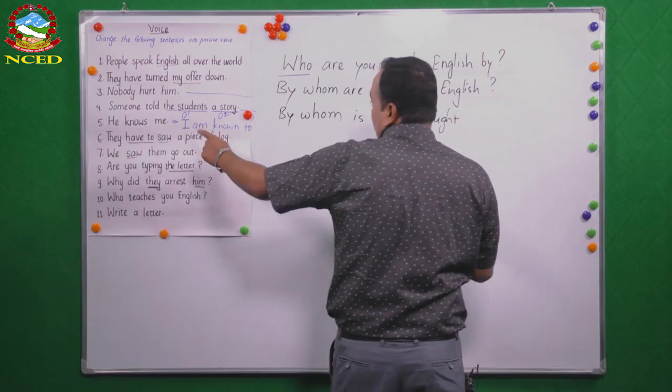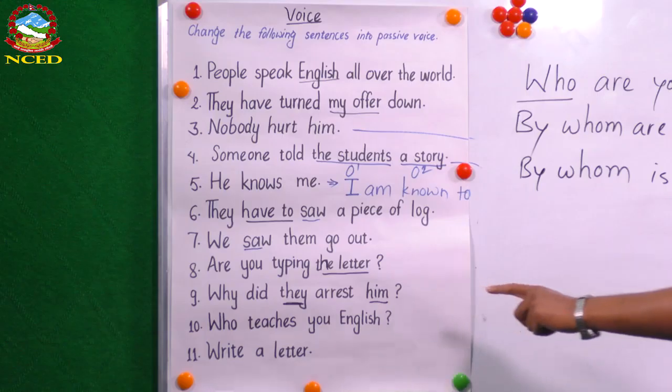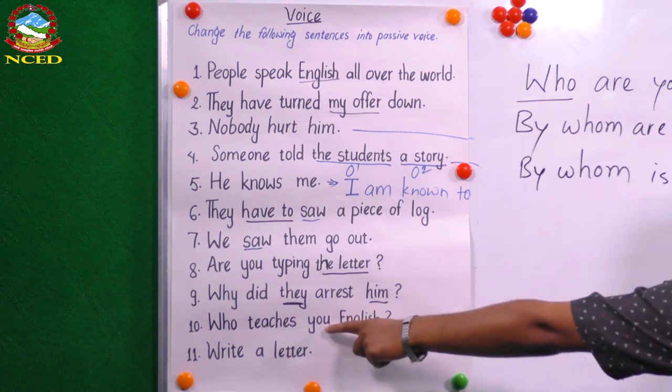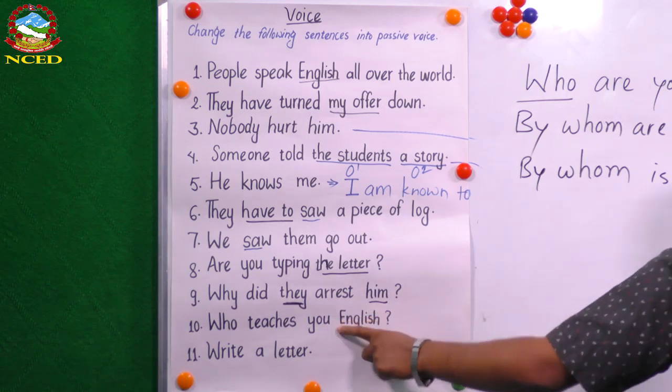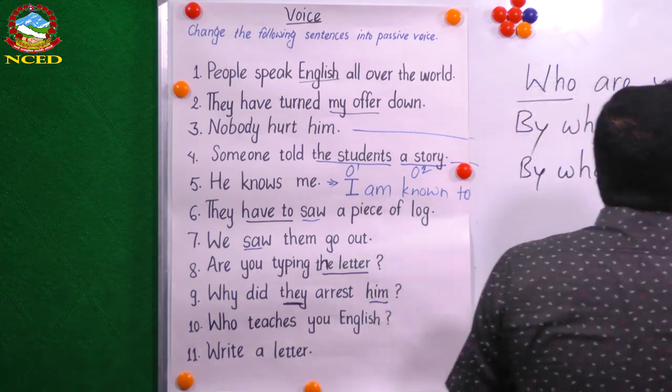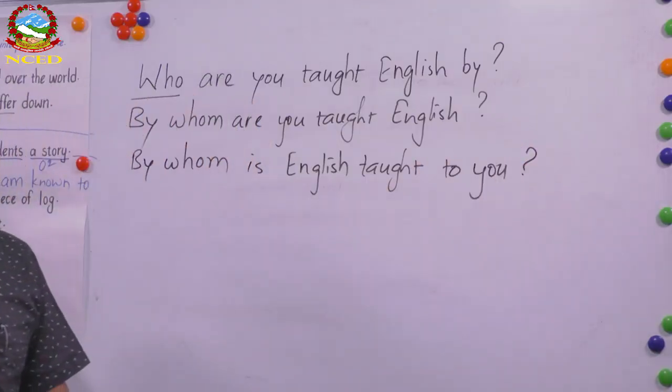And what is the first object? You. You is there. So before you write to. By whom is English taught to you? Question mark. You can write this way also.